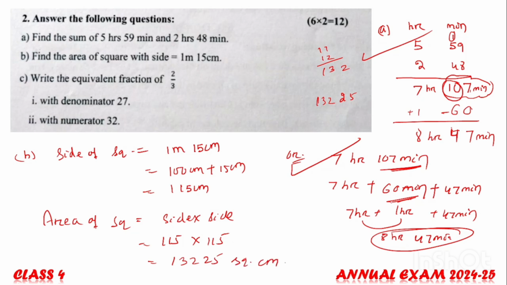All of you clear? First of all, convert meter into centimeter, that is 115 centimeter. Then find the area. The area formula is side into side. So multiply 115 into 115, then you get 13,225 square centimeter. Next question.